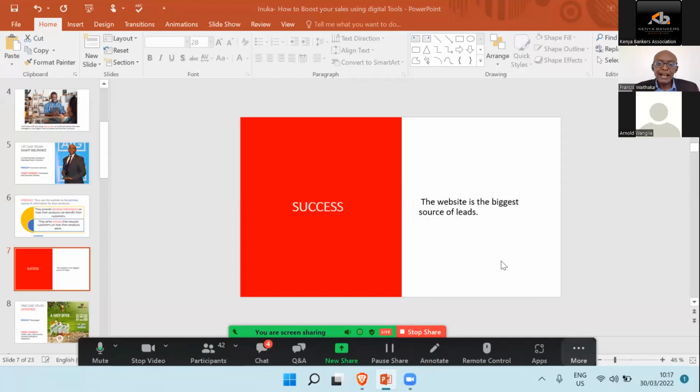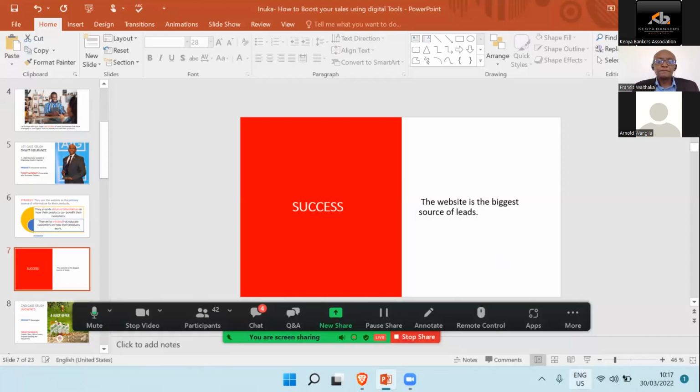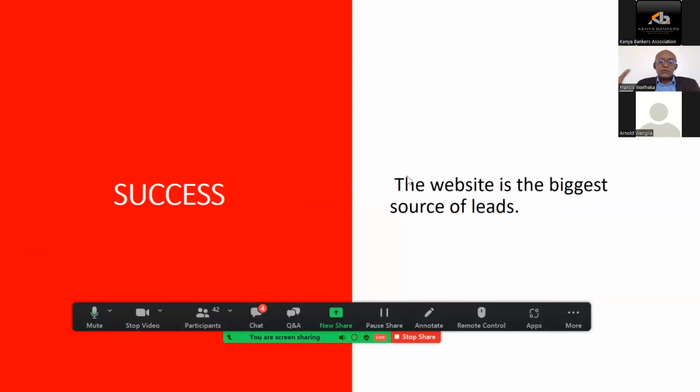They are no longer relying on referrals. Yes, referrals are there. Happy customers will go and refer others and they come. But with the website, they are now able to attract the kind of customers they have always wanted to attract. So the website has been the biggest driver of leads, or the biggest source of leads at the moment.